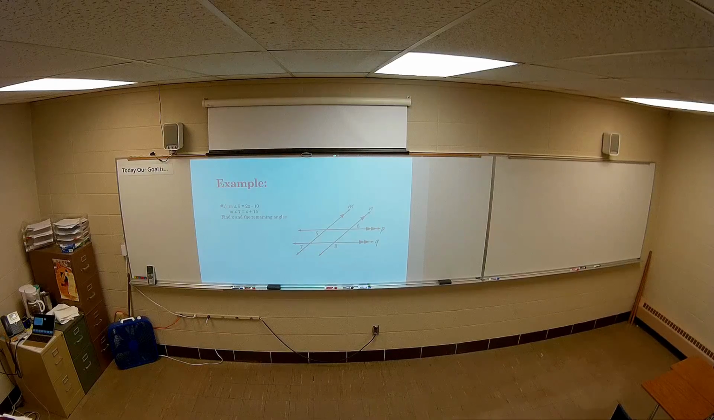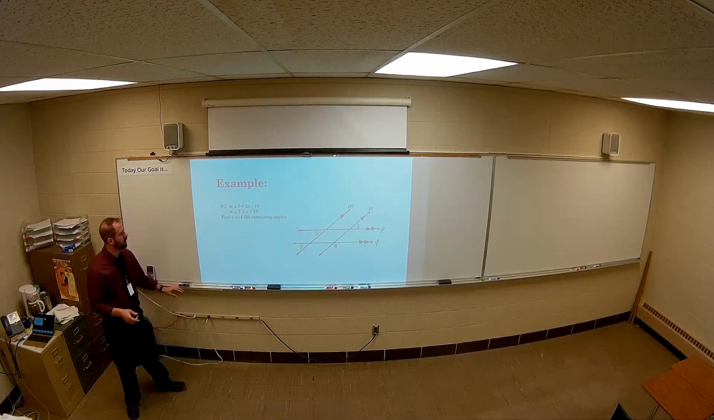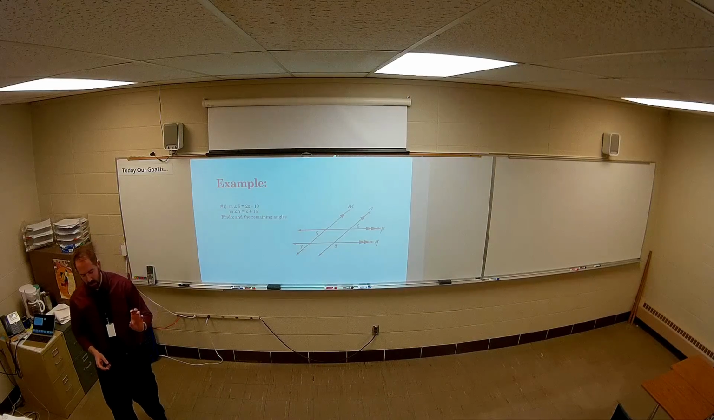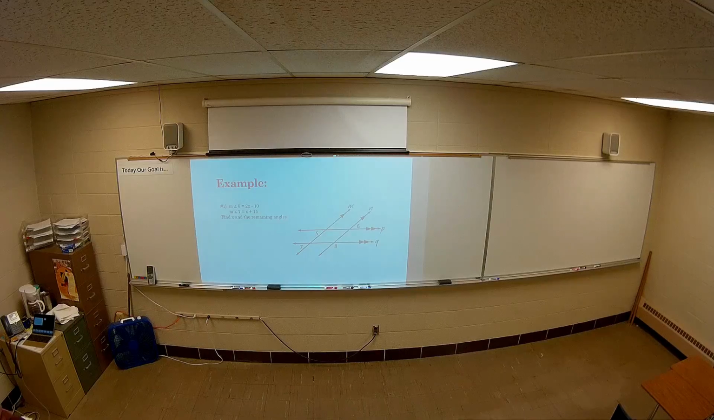Now, I'm going to give you about a minute here just to think about this problem, and we're going to go through it together. I know that I'm going to do most of the work, but then I'm going to give you a second one, so you can try one on your own. So think about this. Angle 5 is 2x minus 10, angle 7 is x plus 15. Think about how you would solve that from that picture. How can we find x?